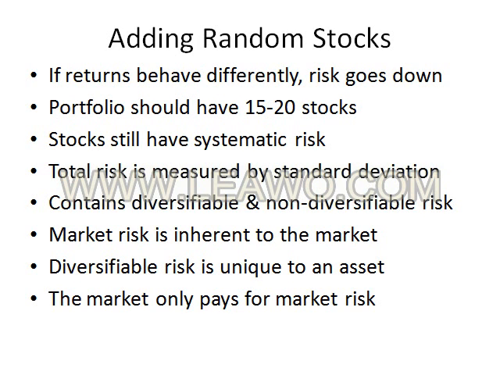Adding random stocks. If we have one stock and we randomly add to it, as long as the assets that are added have returns that behave differently than our original stock, then risk goes down. A portfolio should contain between 15 and 20 stocks to be fully diversified. Diversification lowers unique risk, but the portfolio and stocks themselves will still have systematic risk.